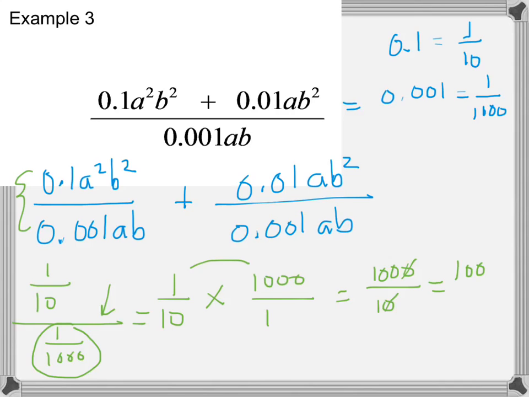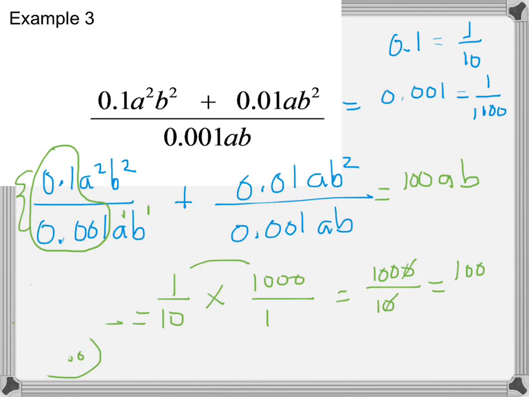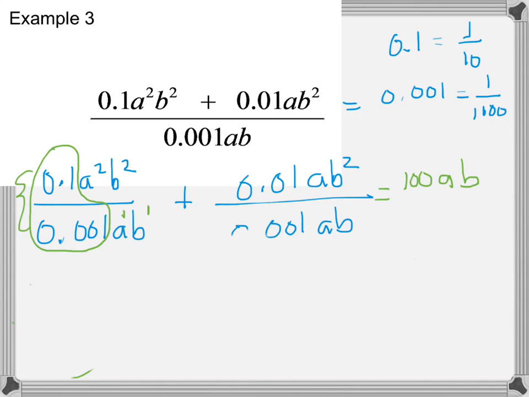Okay, so the coefficient right here becomes 100 by the work we just showed below, and then a squared divided by a to the first power is a, and b squared divided by b to the first power is b. Okay, now let's erase our work right here so we have a nice workspace to divide the other coefficients.